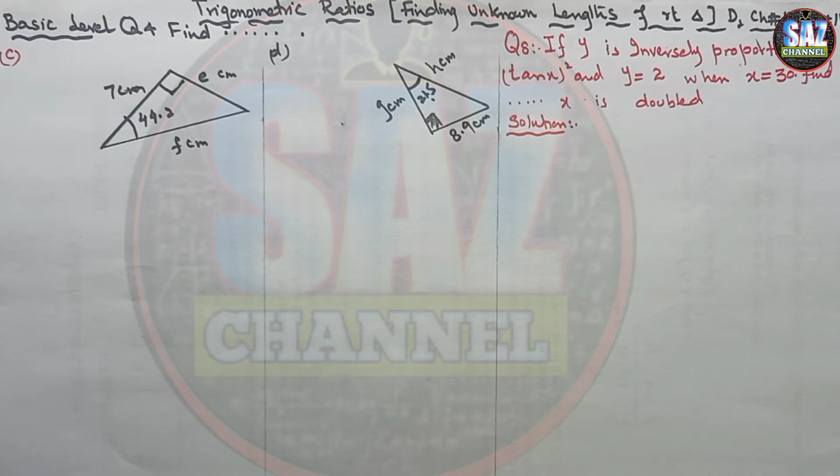This is my third lesson of D2, chapter number 11, exercise 11B, about the trigonometric ratios. In this lesson, we will be learning how to apply different trigonometric ratios for finding unknown lengths of the right triangle. What is a right triangle, what are the trigonometric ratios, how to memorize them, what is the reference angle, and what is the hypotenuse? You should have a clear idea of all these questions.